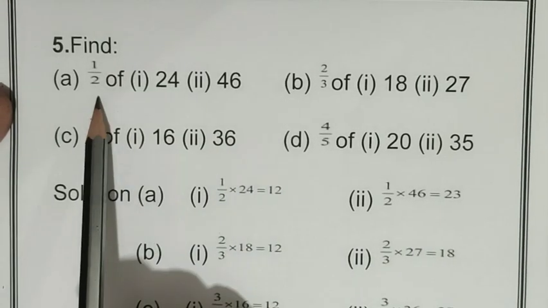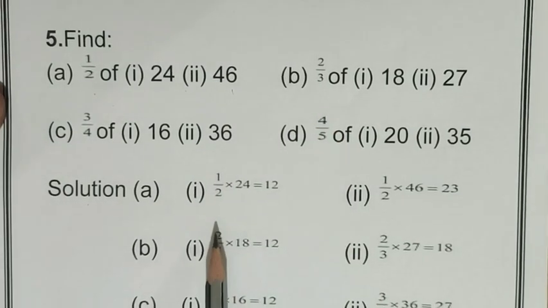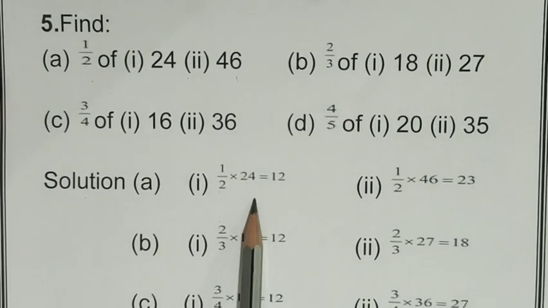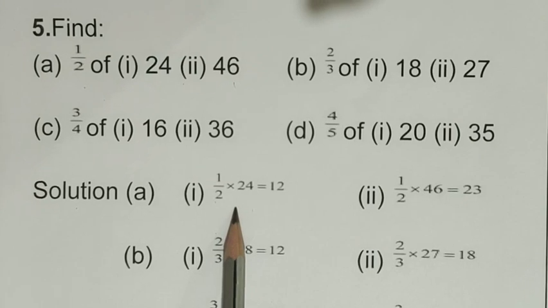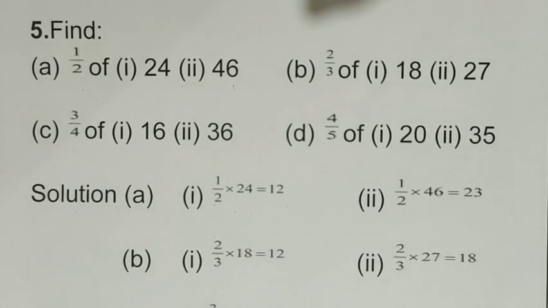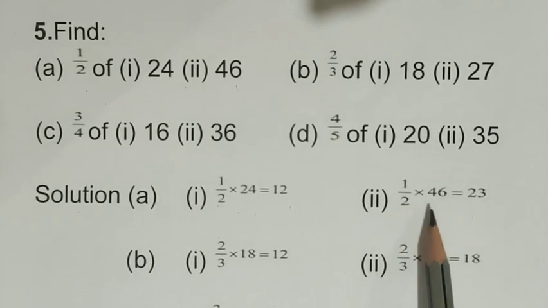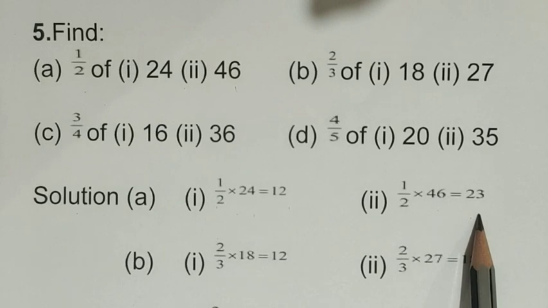Fifth question. Half of 24 and 46. See the answer. Half of 24. Of means multiplication, we already told. So half of 24 means it is 12. Half of 46 means it is 23, right?